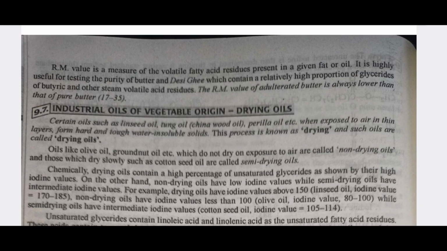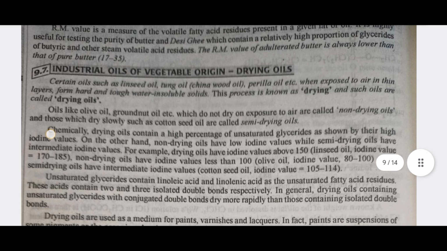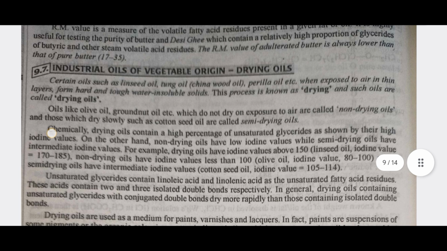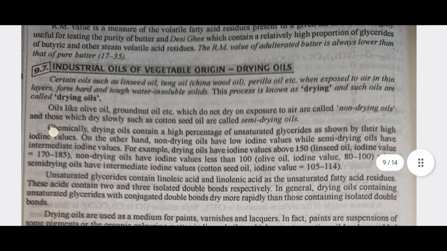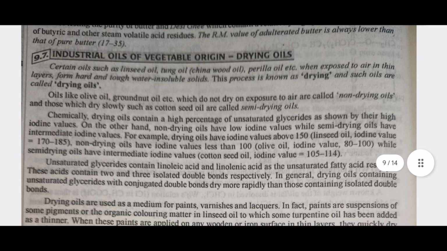Industrial oils of vegetable origin, drying oils. Certain oils such as linseed oil and tung oil, when exposed to air in thin layers, form hard and tough water insoluble solids. This process is known as drying, and such oils are called drying oils. Oils like olive oil, groundnut oil, etc., which do not dry on exposure to air, are called non-drying oils, and those which dry slowly, such as cottonseed oil, are semi-drying oils.